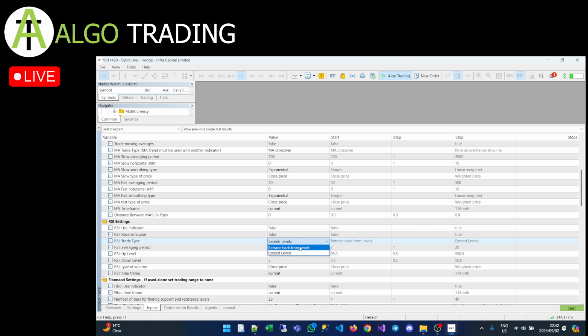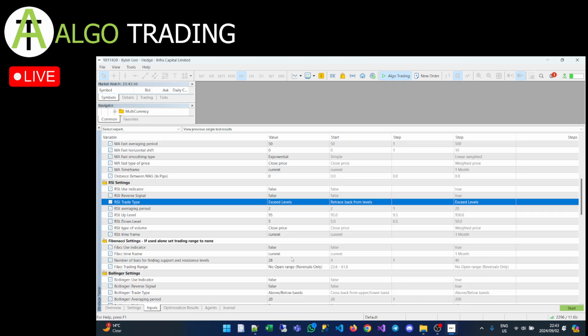And then trace back from levels. This is a different one. So if it crosses back over the 30 line, or crosses back over the 70 line, then it will go into the trade. So it's not just exceeding the levels, it needs to actually exceed it. The bar before is over it and the next bar is under it. And you've got your averaging period. I'm not going to go into all of that.